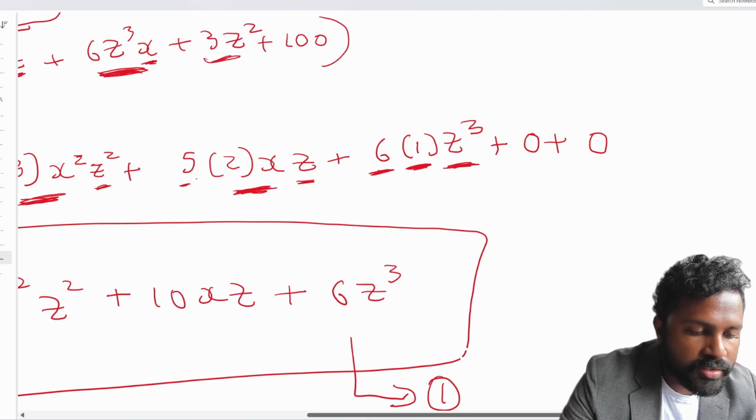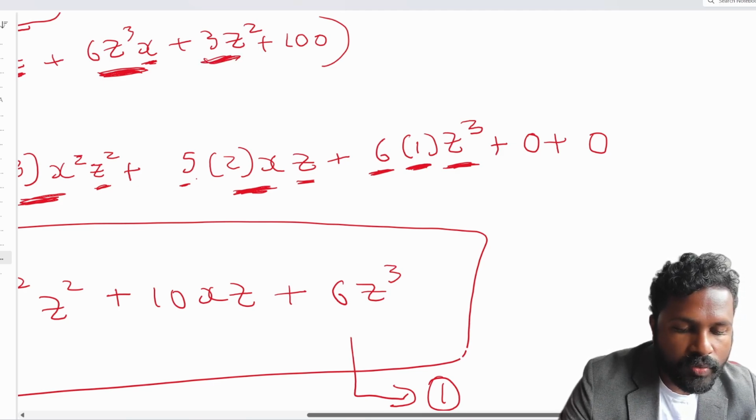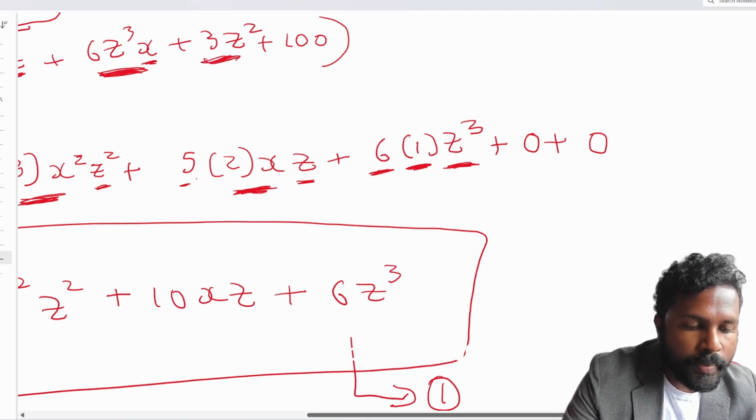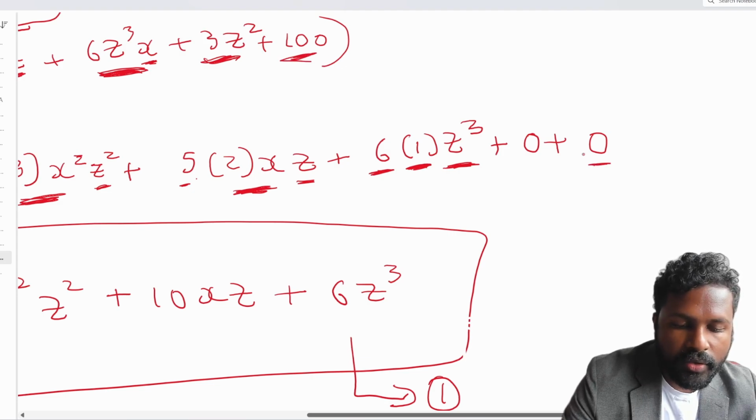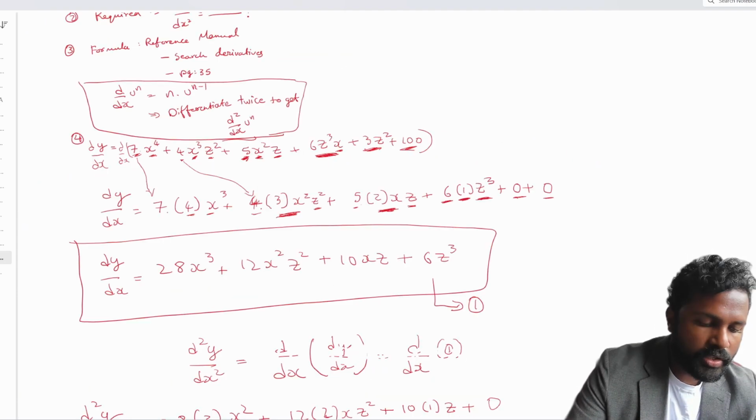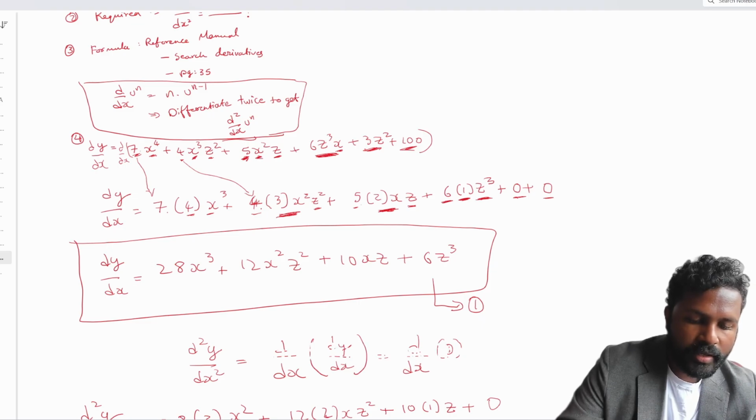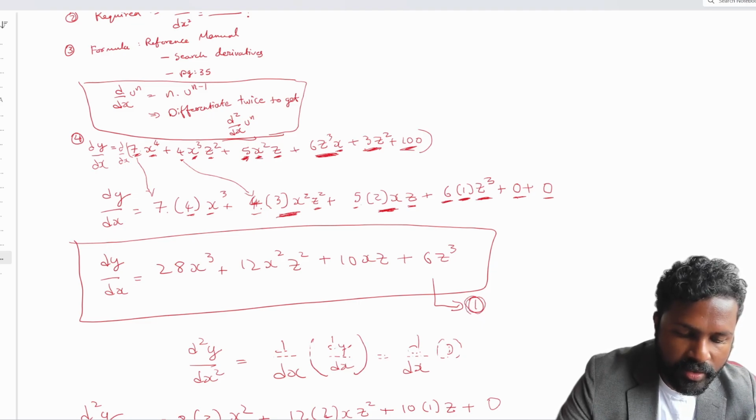Now 3z square is completely a constant, so d by dx of 3z square is 0. So I wrote 0. d by dx of 100 is 0. That's why I wrote 0. So those two are just cancelled out. This is how the dy by dx is solved, guys. And this I'm writing as equation number 1.